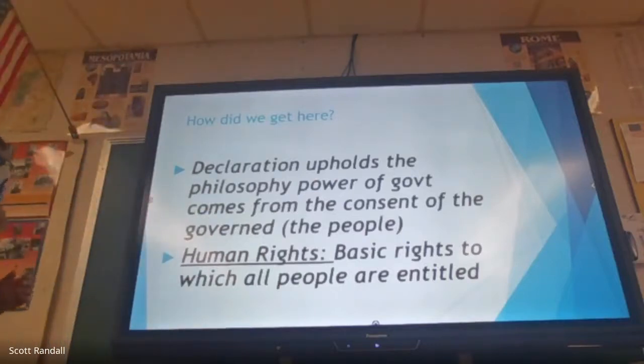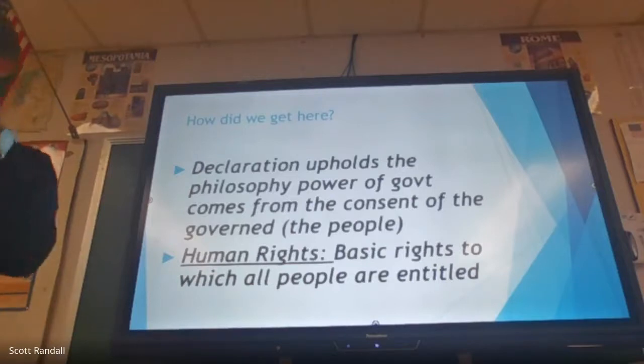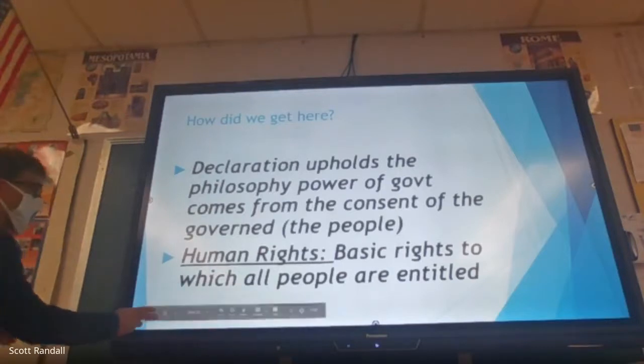But the idea here is highly focused on the fact that government needs to address the needs of the people, and the people are the ones who give government the right to govern, if you will. All right.